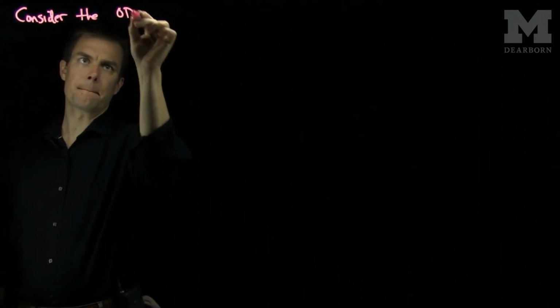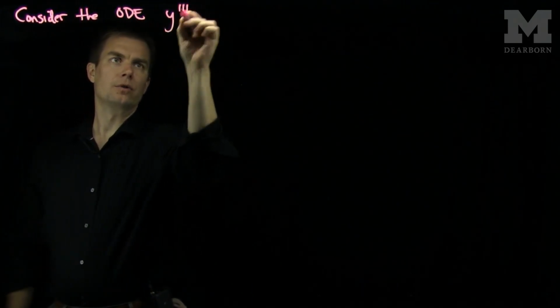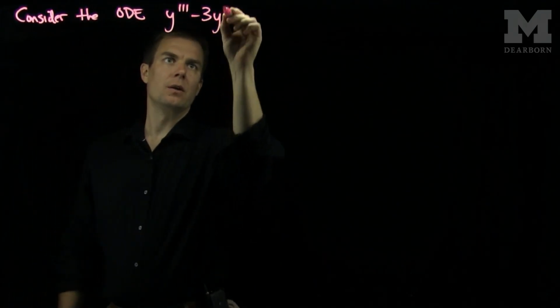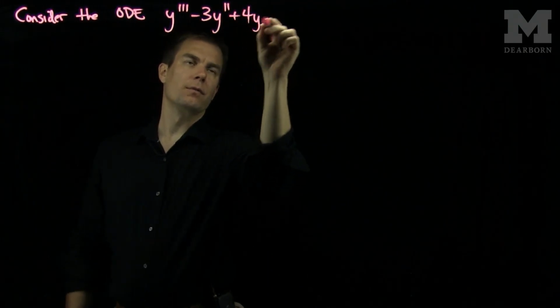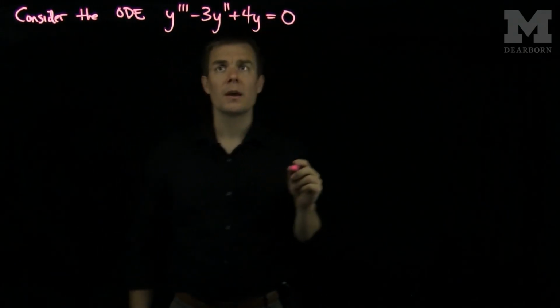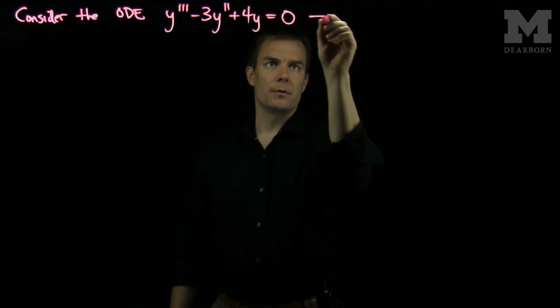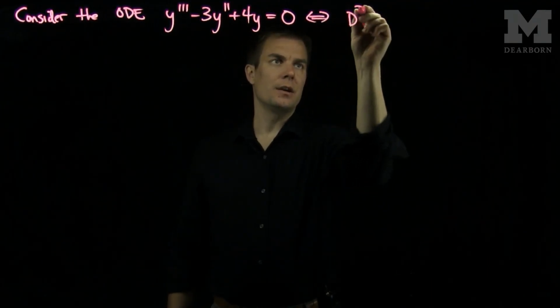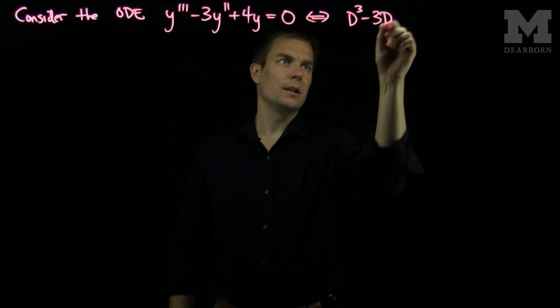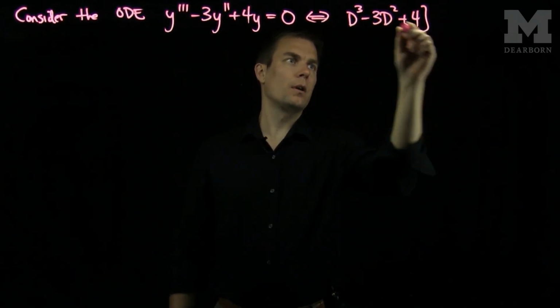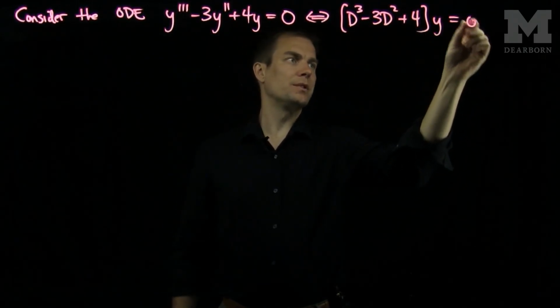Hello students, in this video we'll see an example of how to solve a constant coefficient ordinary differential equation with both distinct roots and repeated roots. Let's consider the ODE y triple prime minus 3y double prime plus 4y equals 0. And we can write this in our differential operator notation as D cubed minus 3D squared plus 4 applied to y is equal to 0.